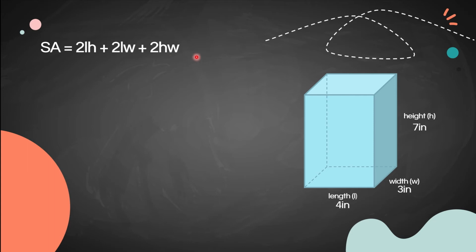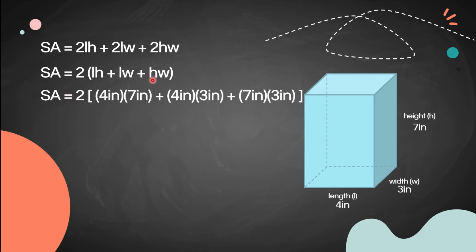Since the common factor in this formula is 2, we can use the formula 2 times the sum of length times height, length times width, and height times width. So to find the surface area of this rectangular prism, let us now substitute the given measurements in the formula.